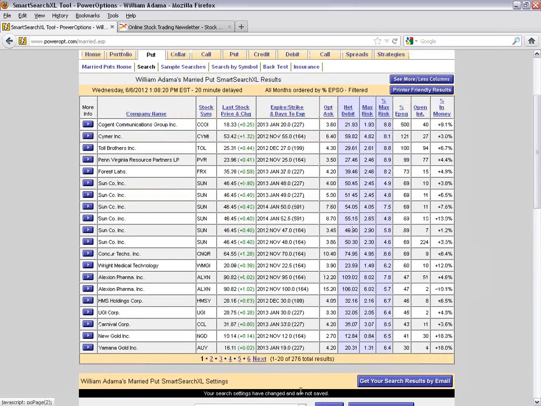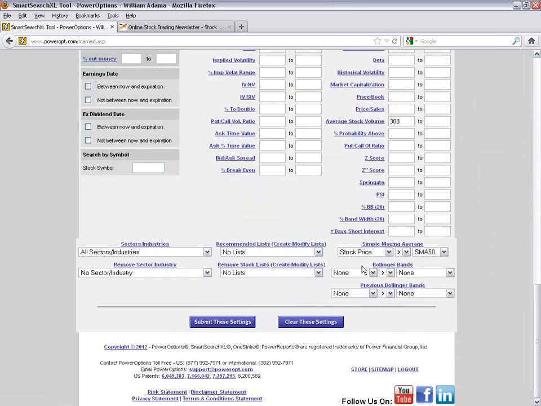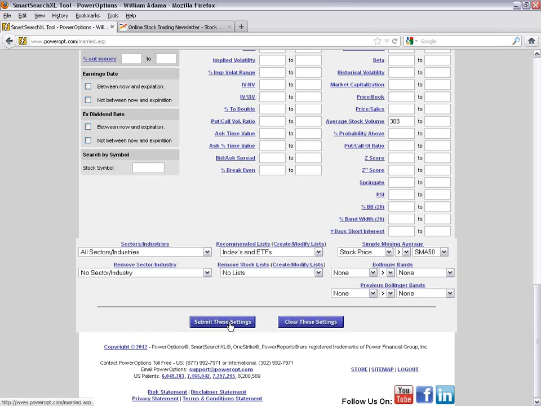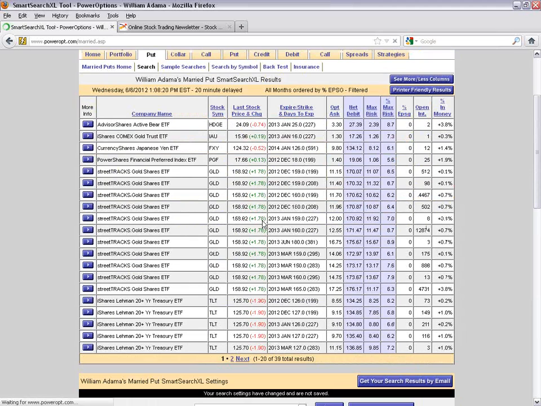Well, there are a lot of stocks in here. I have 276 results. I don't see any ETFs here, but let's narrow it down and make it a little simpler. In that recommended list field, just change this to indexes and ETFs. What have we got? There we go, 39. A lot of them are GLD, of course, and TLT is there as well.